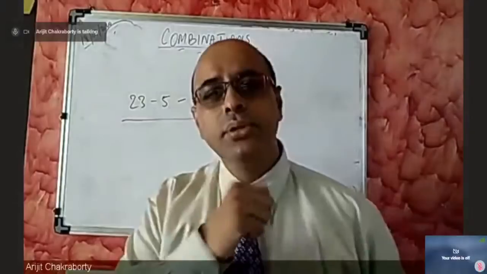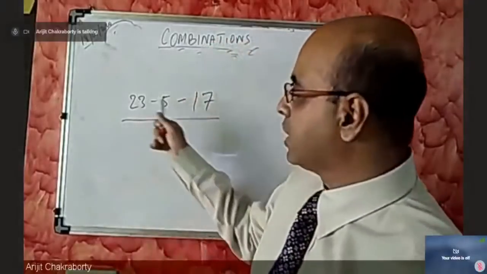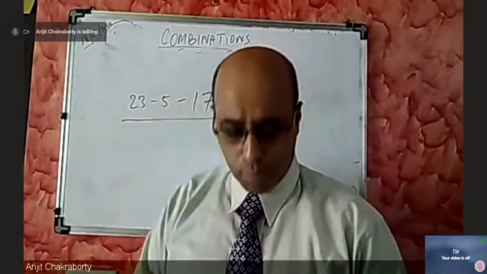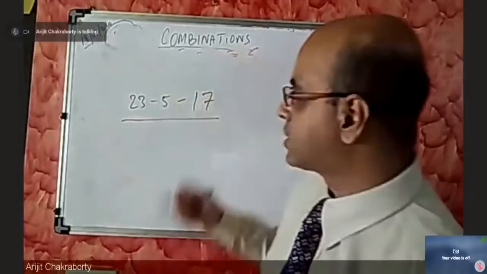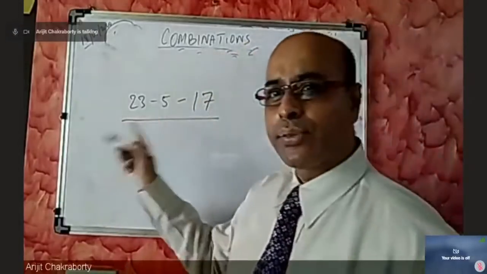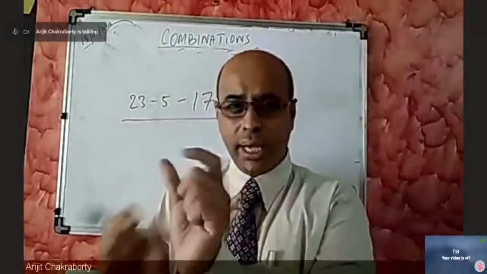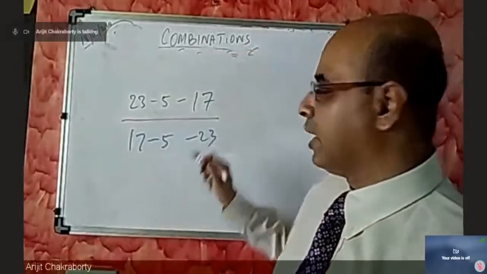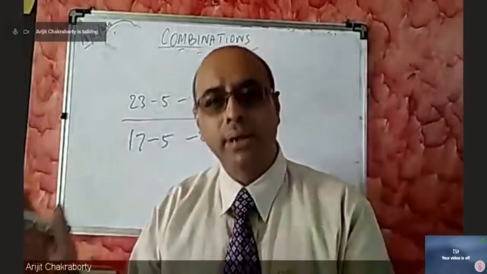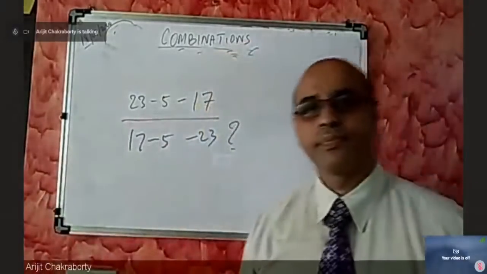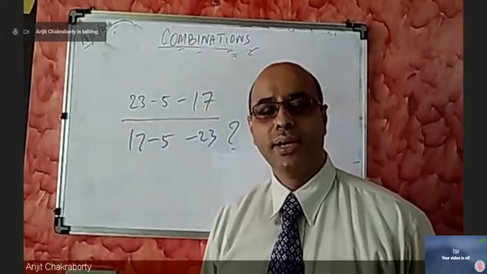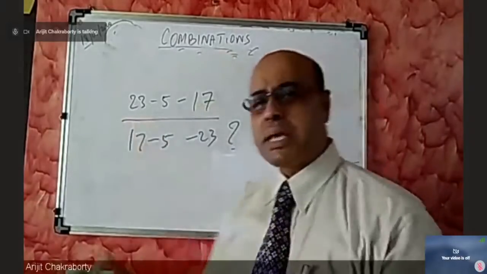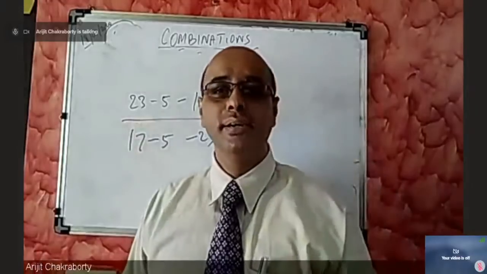Now my question to you, dear friends, is this sequence of numbers important? That means instead of 23, 5, 17, if I just change the order, if I write 17, 5 and 23, will my locker open? Yes or no? What do you think? Will my locker open? Digits are same. I just forgot the order.